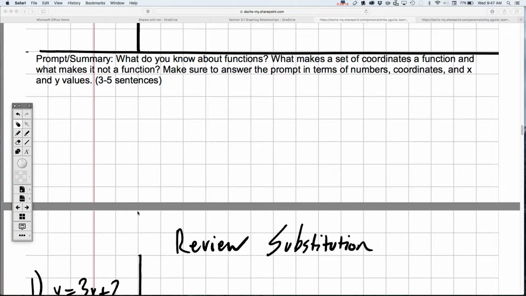All right, prompt and summary. Let's do it as a group to move on quicker. What do you know about functions? What makes a set of coordinates a function, and what makes it not a function? Make sure to answer the prompt in terms of numbers, coordinates, and x and y values. So I kind of did a quick preview. How do you know right away if it's a function or not a function? I just did it.